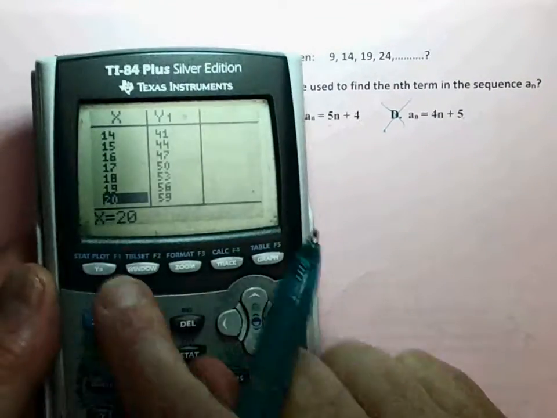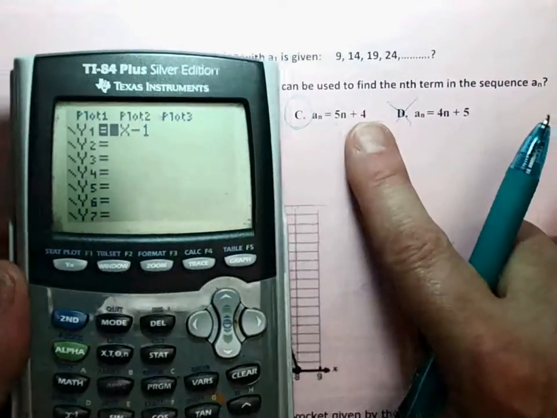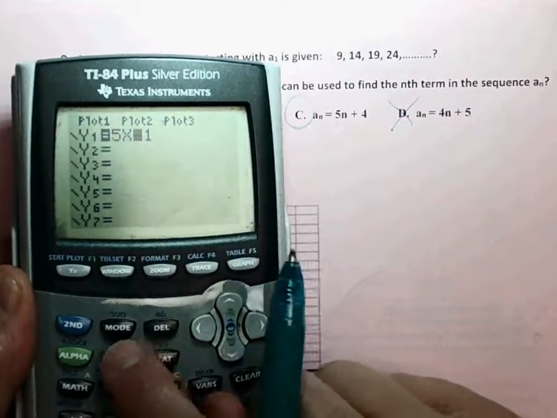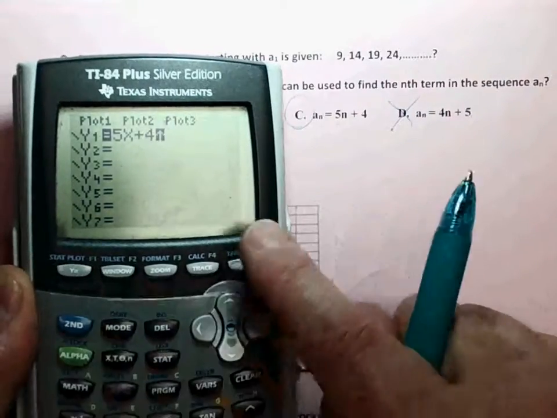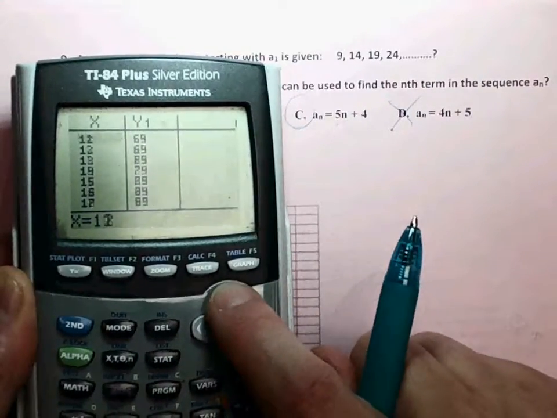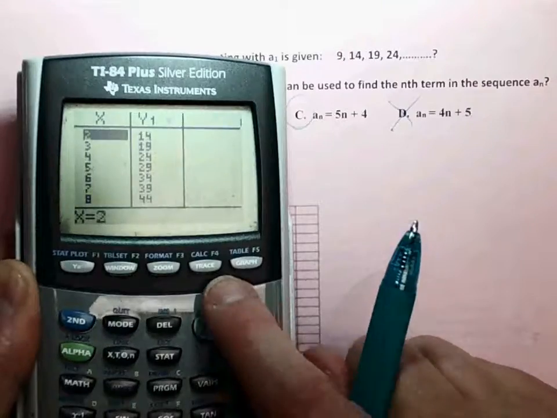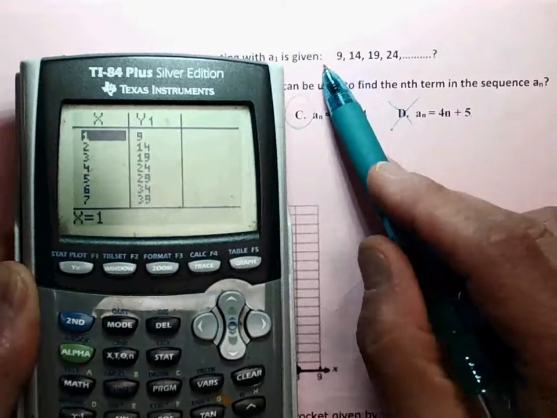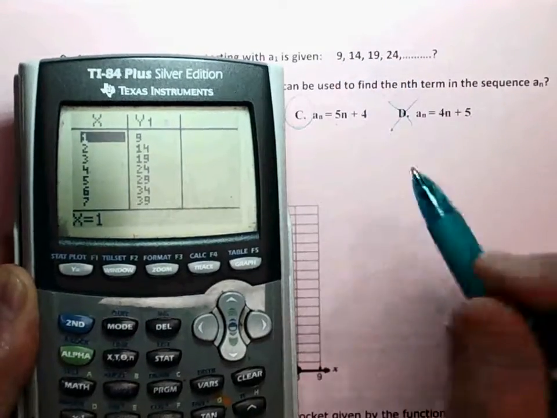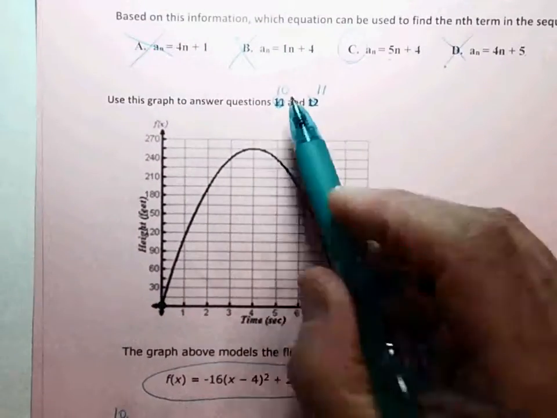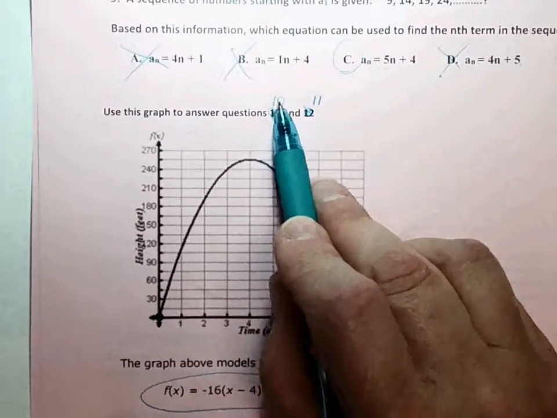If you don't know, go back over here and type it in. 5x plus 4, second graph. You got to go back up to start at 1. And there it is, 9, 14, 19, 24. C is correct. All right, typo, change this to 10 and 11.